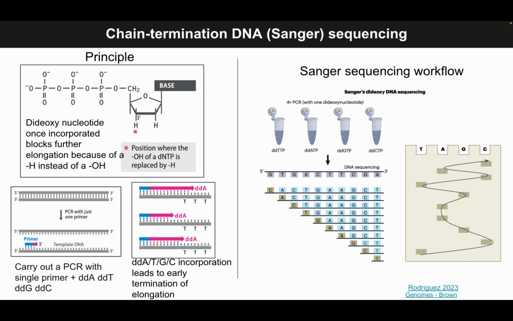But you can think of it as emitting a red light, for example. T is emitting a red light. C is going to emit a green light. This is going to emit a blue light, and this is going to emit a yellow light, for example. Okay. When I read this from this gel, this is the smallest sequence. So I see that a red signal is being emitted here.